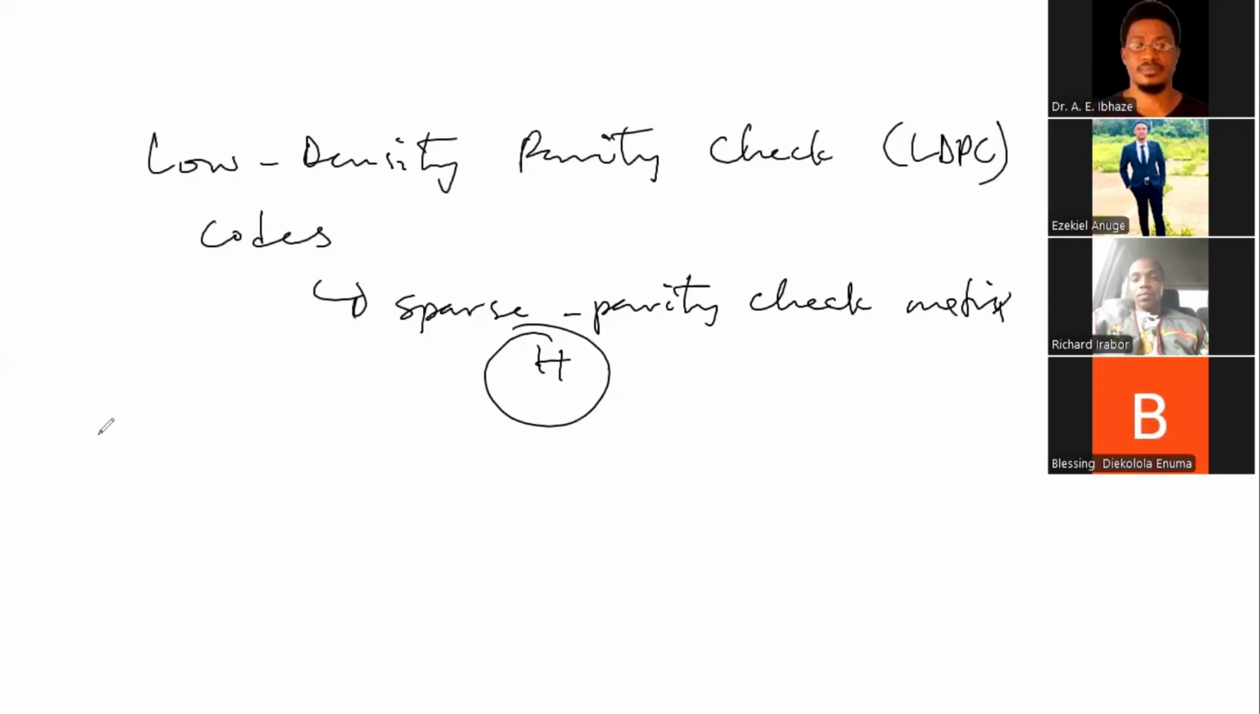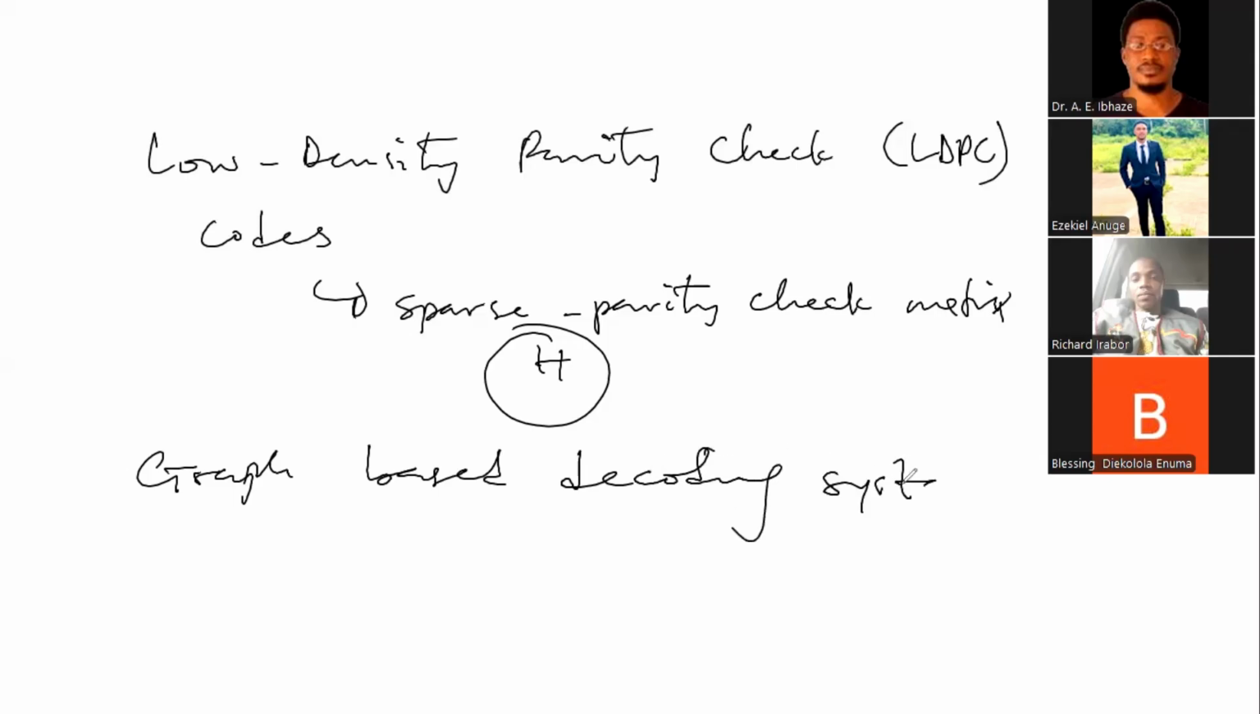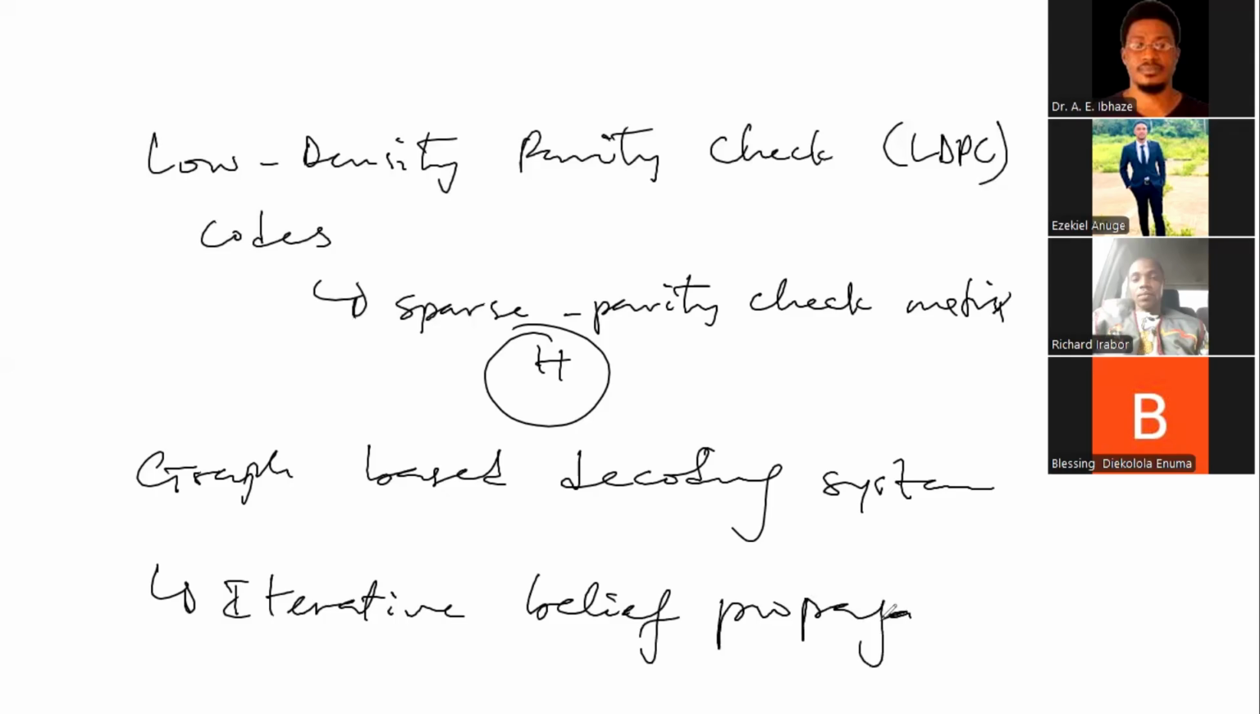And this also uses a graph-based decoding system, which you call the Tanner graph, okay? So it's equally a very interesting, powerful coding scheme. And here we also adopt the iterative belief propagation decoding.